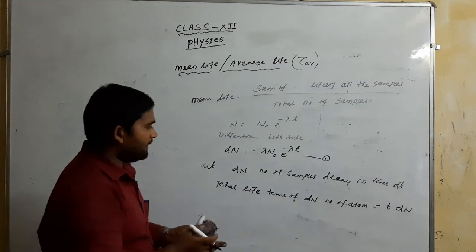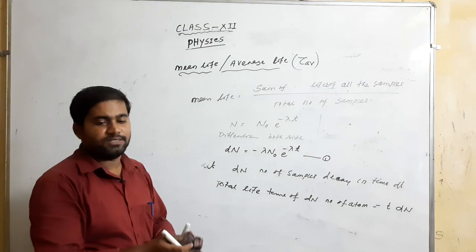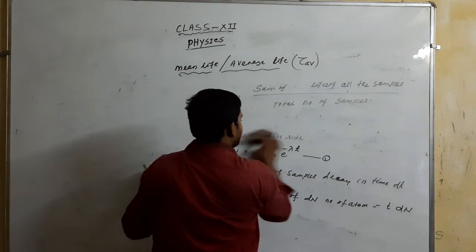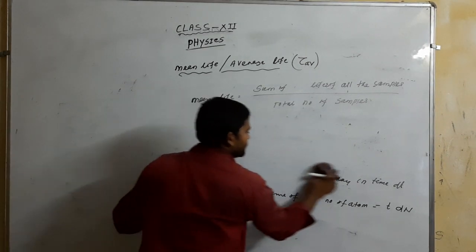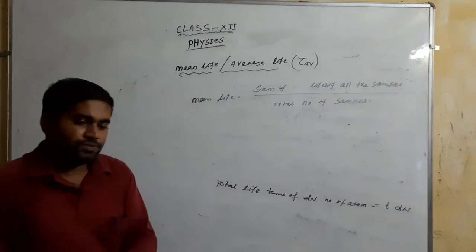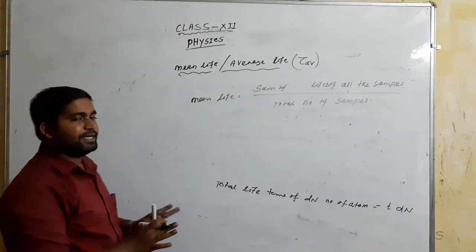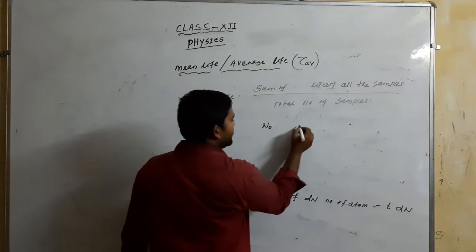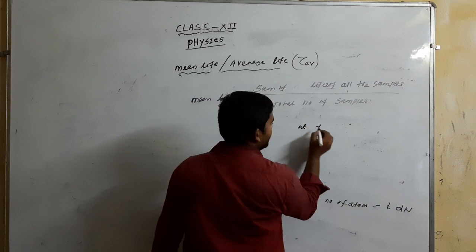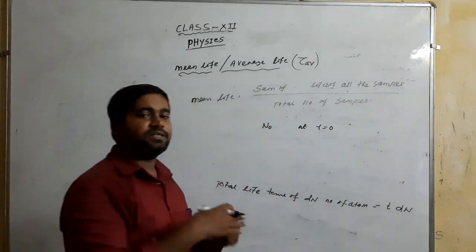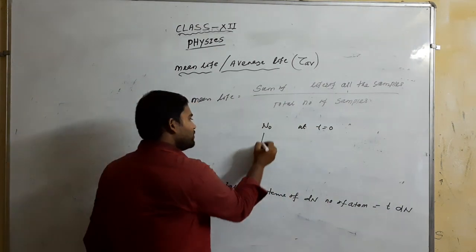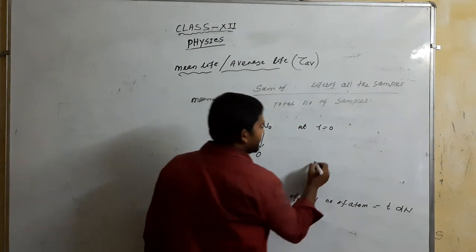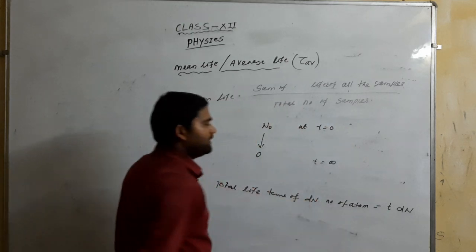When we measure the average life, suppose there are N naught samples at t equals 0, and it is reduced from N naught to 0. The time for this reduction will be infinity.